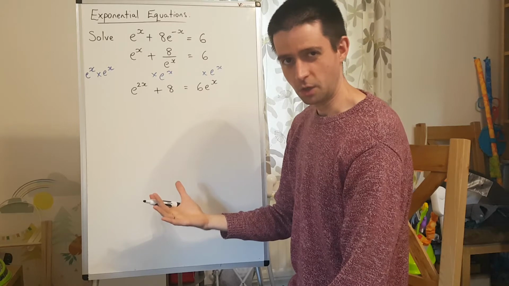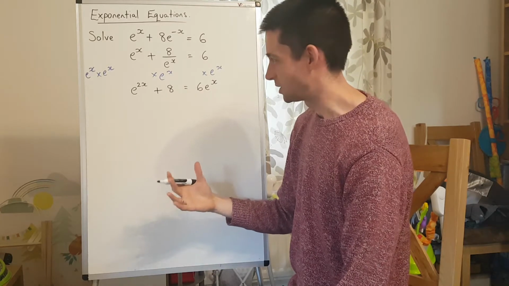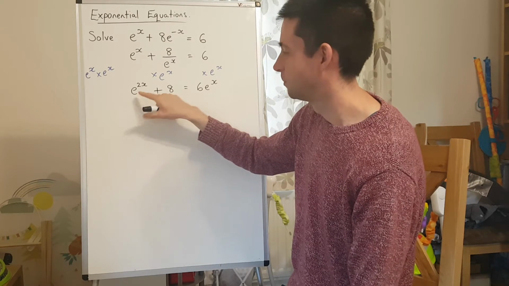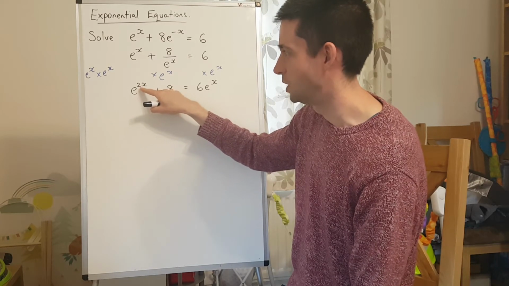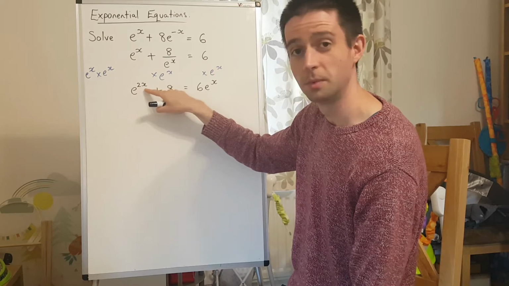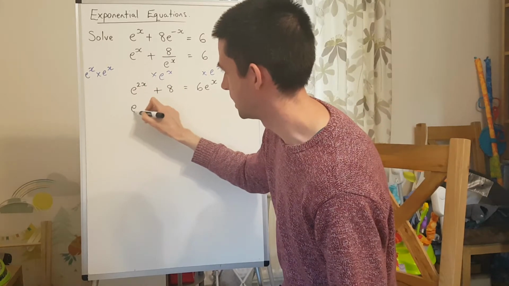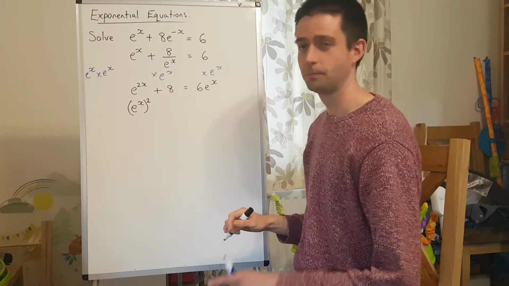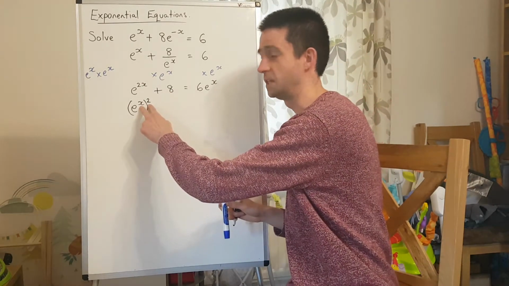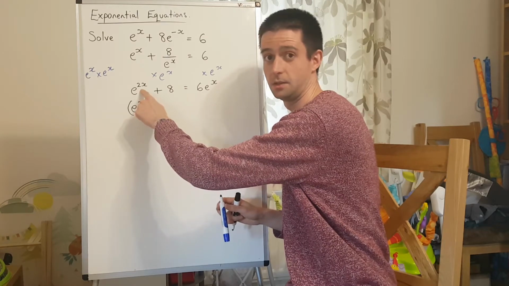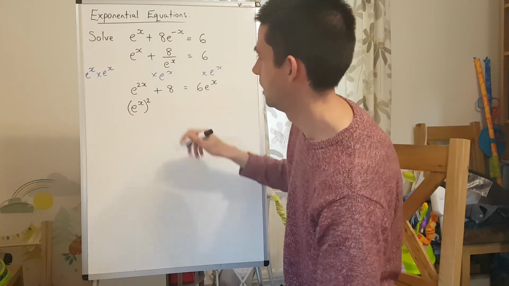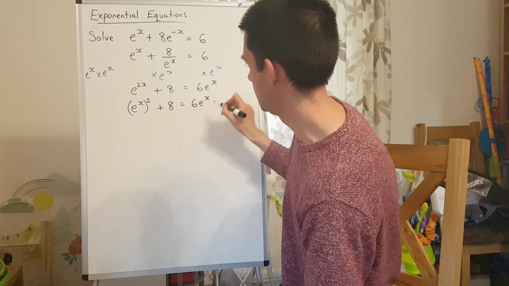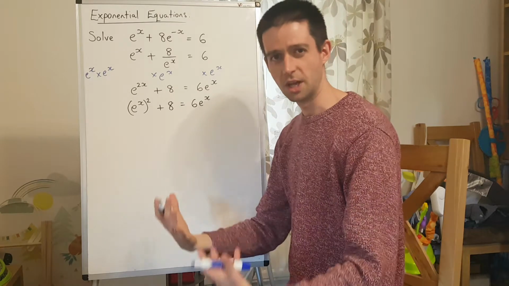It's beginning to look more like a quadratic. You might not be able to see it yet, that's okay. We need to think of an alternative way of writing e to the power of 2x. And we need to use the relationship that when you've got two things being multiplied together in the index, you can write that as a bracket. So I can write this as e to the x all squared, because those two numbers either side of the bracket you would multiply to get the 2x. Plus 8 equals 6 e to the x, and you think, okay, he's been saying all the way through this is a quadratic.